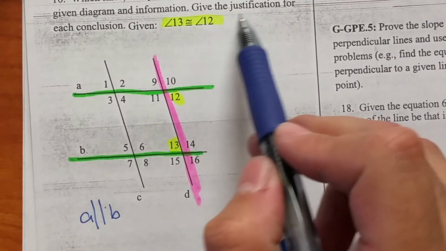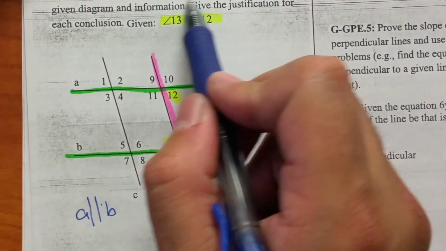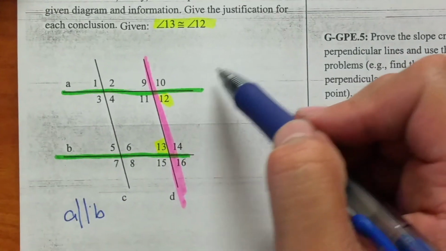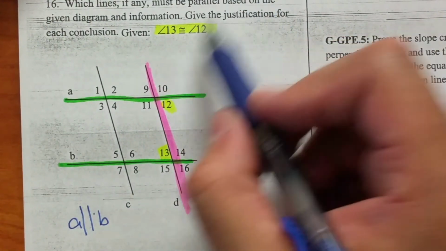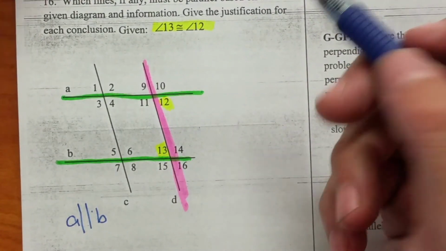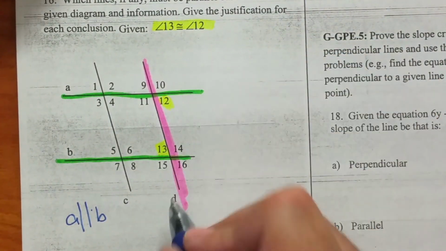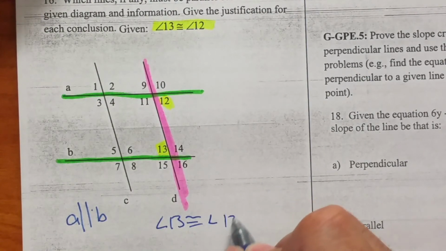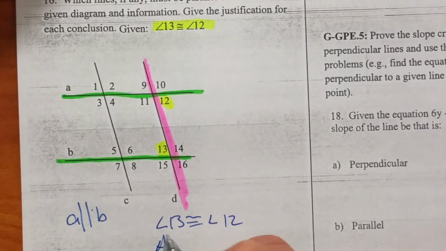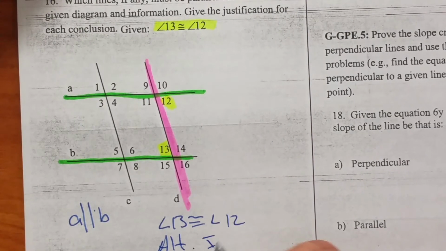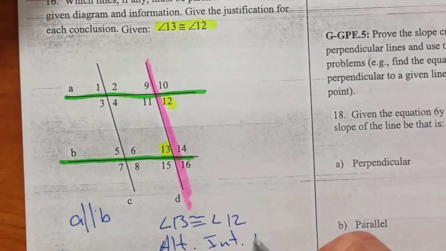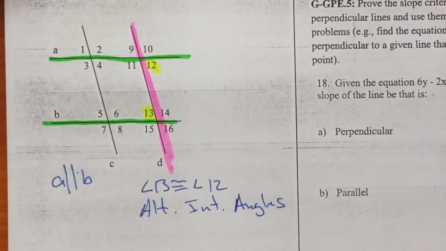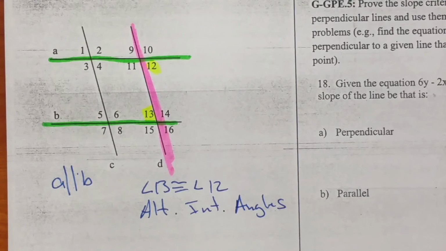Now right here it says parallel based on this diagram and conclusion. So A is parallel to B. Now there's also a justification for this. The reason angle 13 is congruent to angle 12 is because they're alternate interior angles.